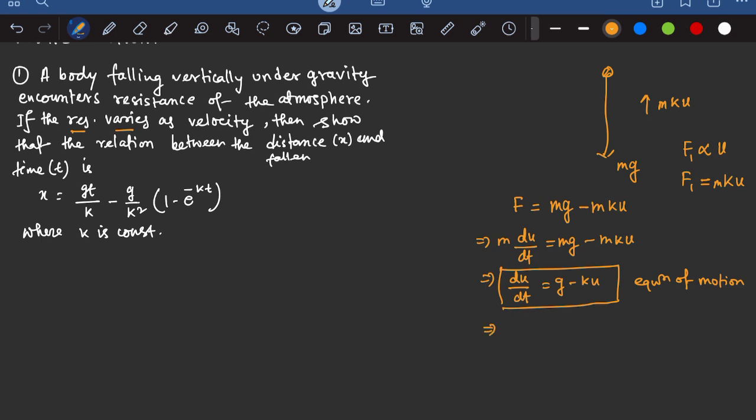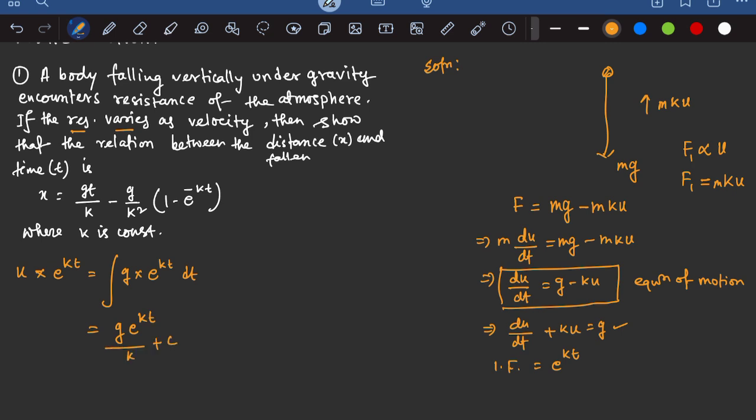Now you can directly consider this equation, and this is nothing but du/dt plus ku is equal to g. So here the integrating factor is e^(kt). Here we have started the solution. With e^(kt) as the integrating factor, u multiplied with e^(kt) is the integral of g into e^(kt) dt. Further calculation gives g e^(kt)/k plus c, so u e^(kt) is g e^(kt)/k plus c.